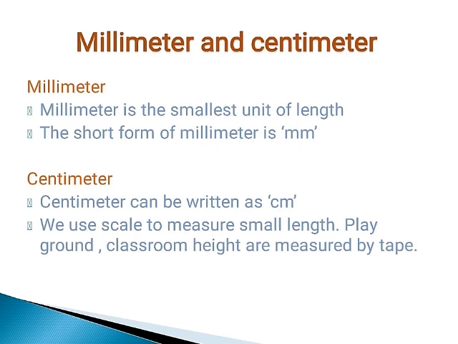How can we write mm? From milli you take m, from meter you take m, so mm. The short form of millimeter is mm. Now we are going to see centimeter. Centimeter can be written as cm. Okay dears, from centi take c, from meter take m, you write cm.